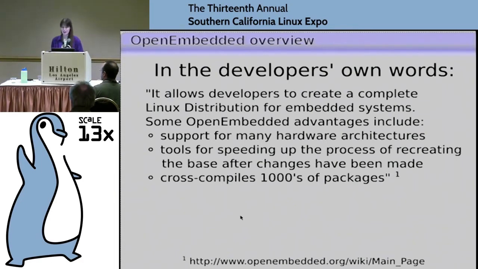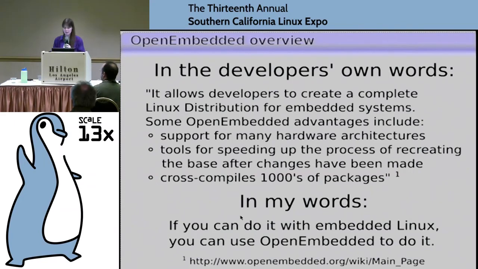This is not exactly, "we build rootfs's and that's what we do and we do it well." We support distributions, which does involve more than just cranking out a one-time rootfs. So here's my summary. If you can do it with embedded Linux, you can use OpenEmbedded to do it.